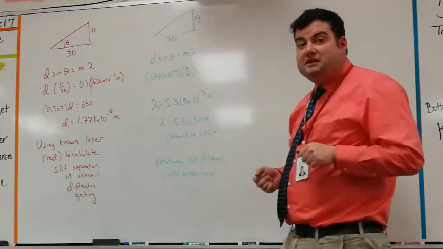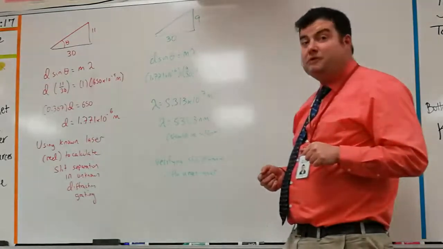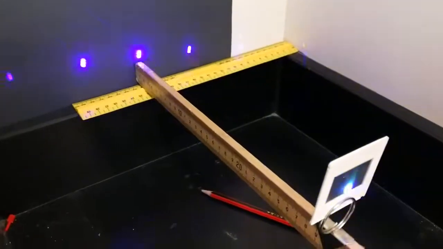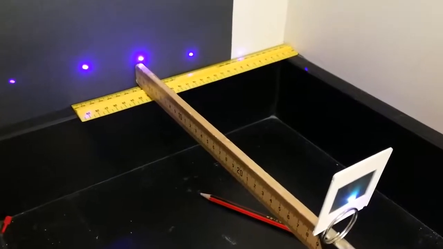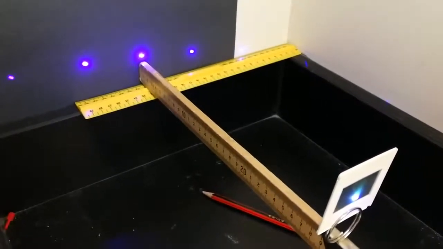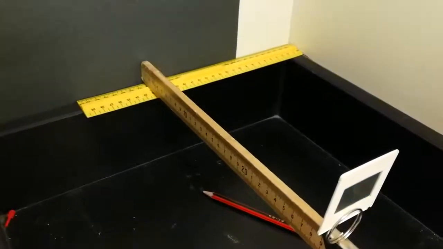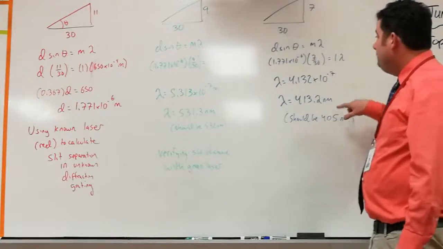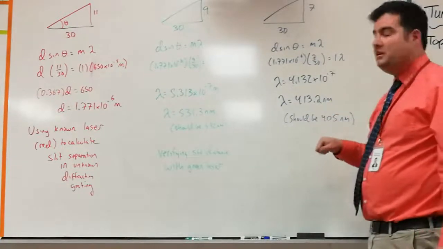One more check. Let's check with the blue-purple laser, which should have a wavelength of 405 nanometers. Looks like it's significantly closer. So the central fringe is at 8, and it goes to 15 centimeters on the side. So here's the verification with the blue laser. We calculate a wavelength of 413.2 nanometers.